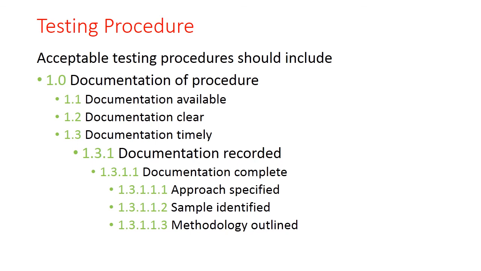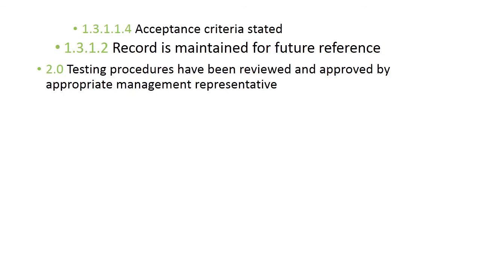Sample identification: we have to identify what kind of sample data we are going to use in order to test the LIMS software. Clearly outline the methodology. The methodology we have to clearly define, and this entire methodology we have to document properly. Acceptance criteria: we give maximum and minimum criteria, outside of which we are not going to accept the result. So this acceptance criteria we have to mention properly.